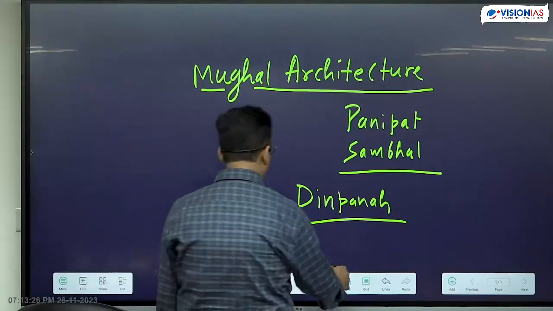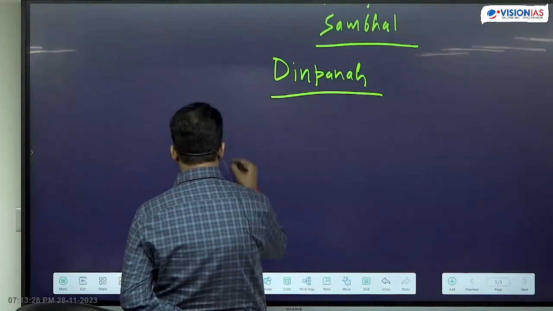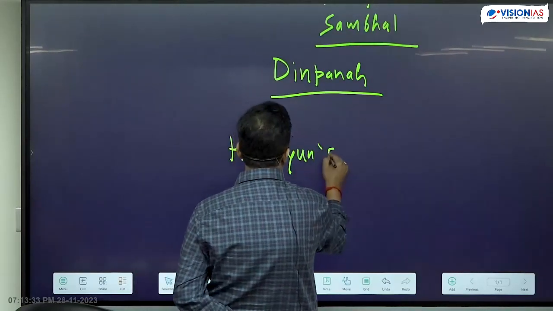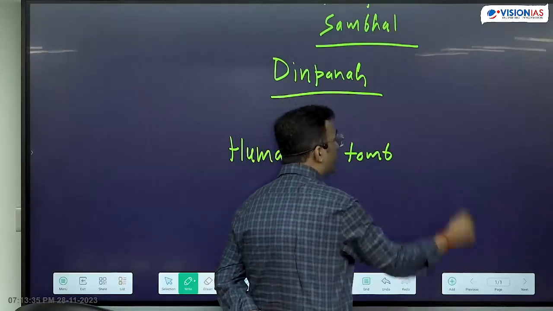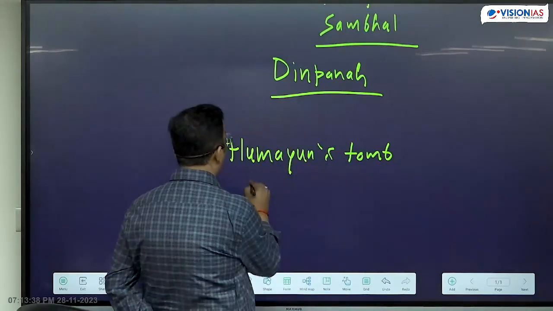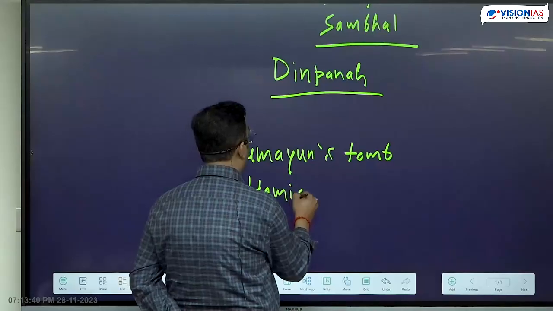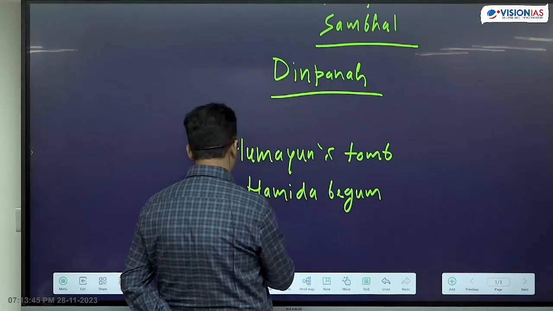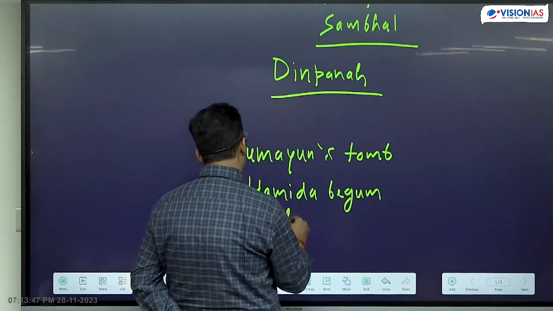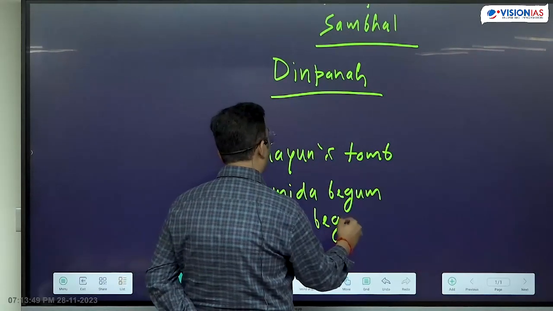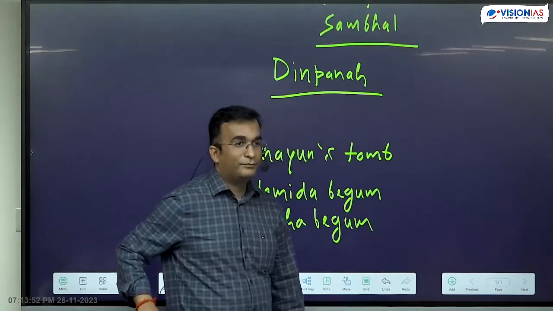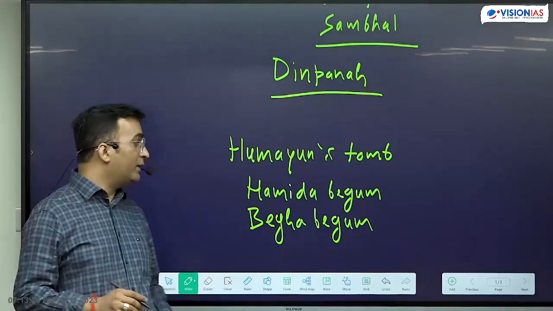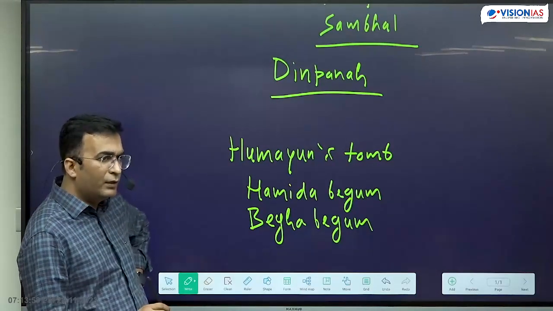Humayun's tomb made by his wives Hamida Begum and Bega Begum. Don't laugh at it. So Hamida Begum and Bega Begum created it.